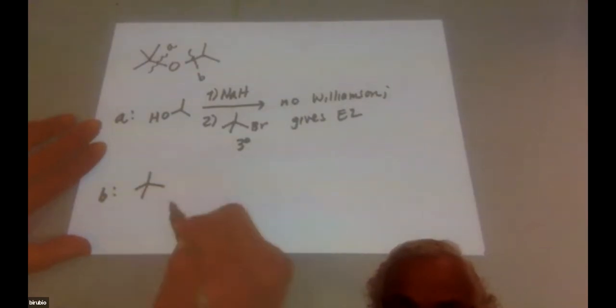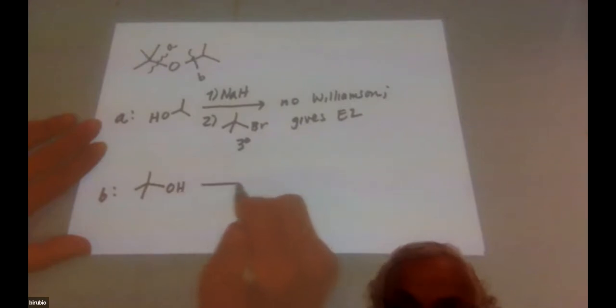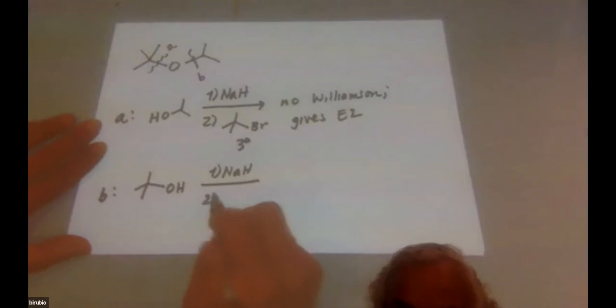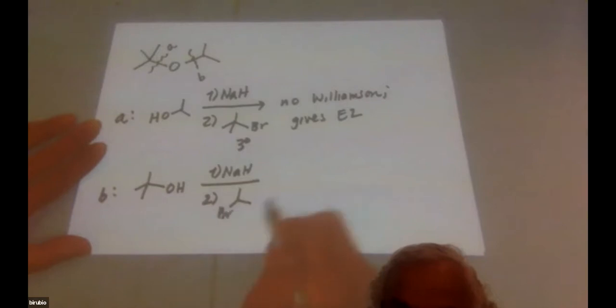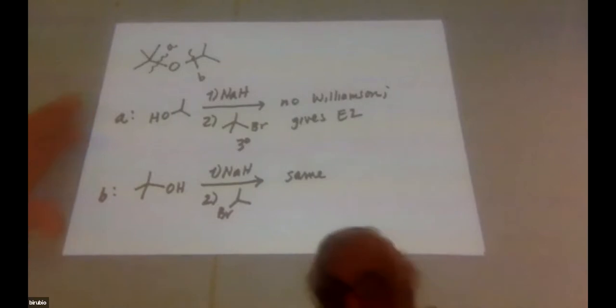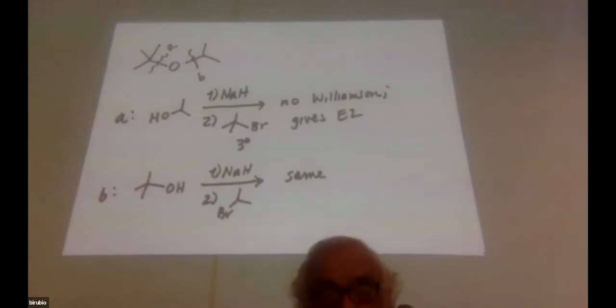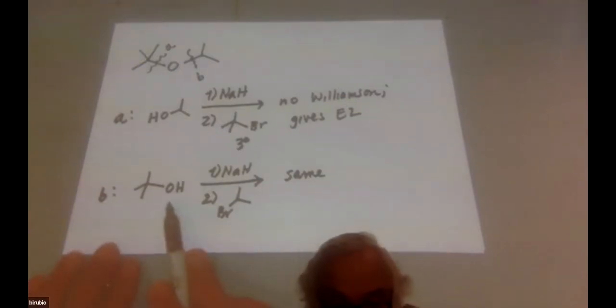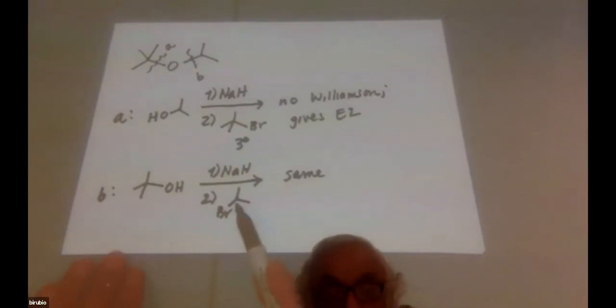That would mean starting with a tertiary alcohol, reacting that with sodium hydride to make the alkoxide, and then reacting with this secondary alkyl halide. Once again, same thing. No Williamson. It's going to give an E2 elimination product because this is going to be a very sterically hindered base. It can't get in here into this secondary substrate to push the leaving group out.